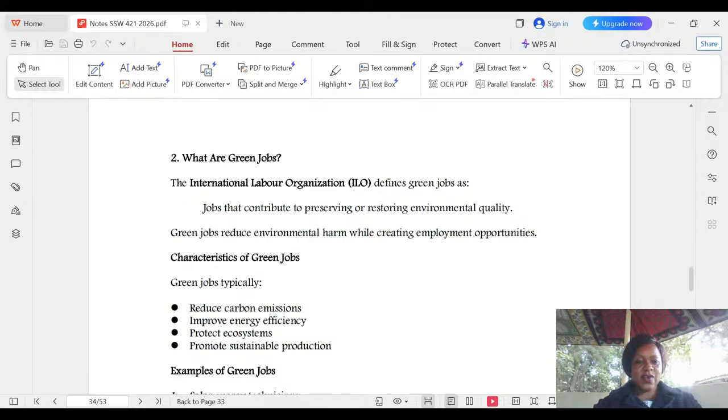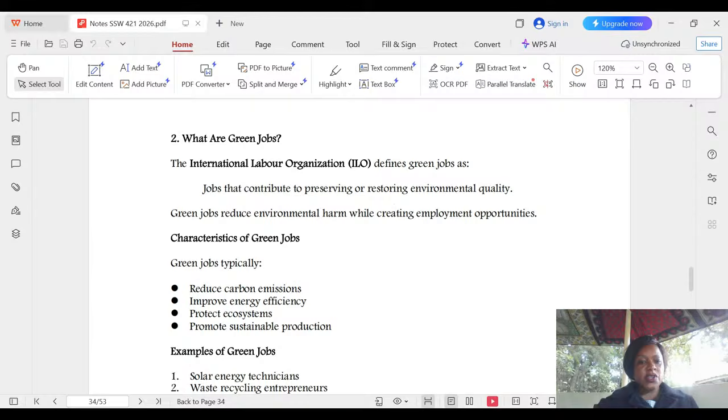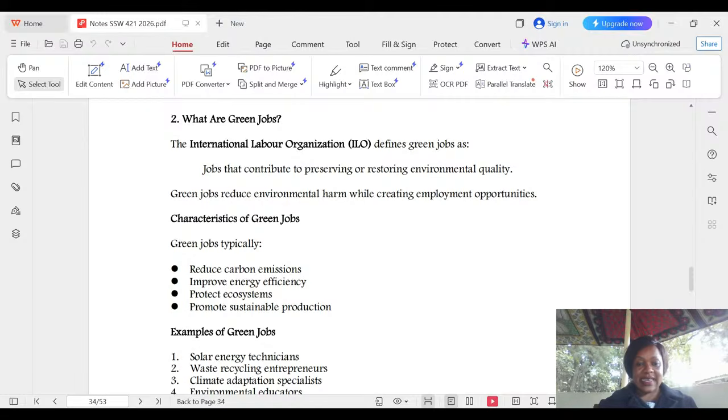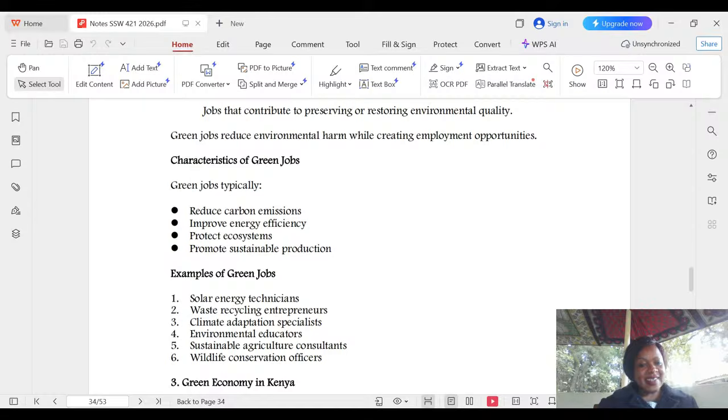So let's look at the characteristics of some of these green jobs. As we're going through this, you're beginning to identify how you can link the vulnerable population to these green jobs within the community. Green jobs usually reduce carbon emissions. They improve energy efficiency, so they use little energy. They protect ecosystems, and they promote sustainable production. For example, solar energy technicians. So perhaps introducing or encouraging a project to train youth to be solar energy technicians is one of the ways that we can increase the capacity of those who have the skills and the techniques to have these green jobs.